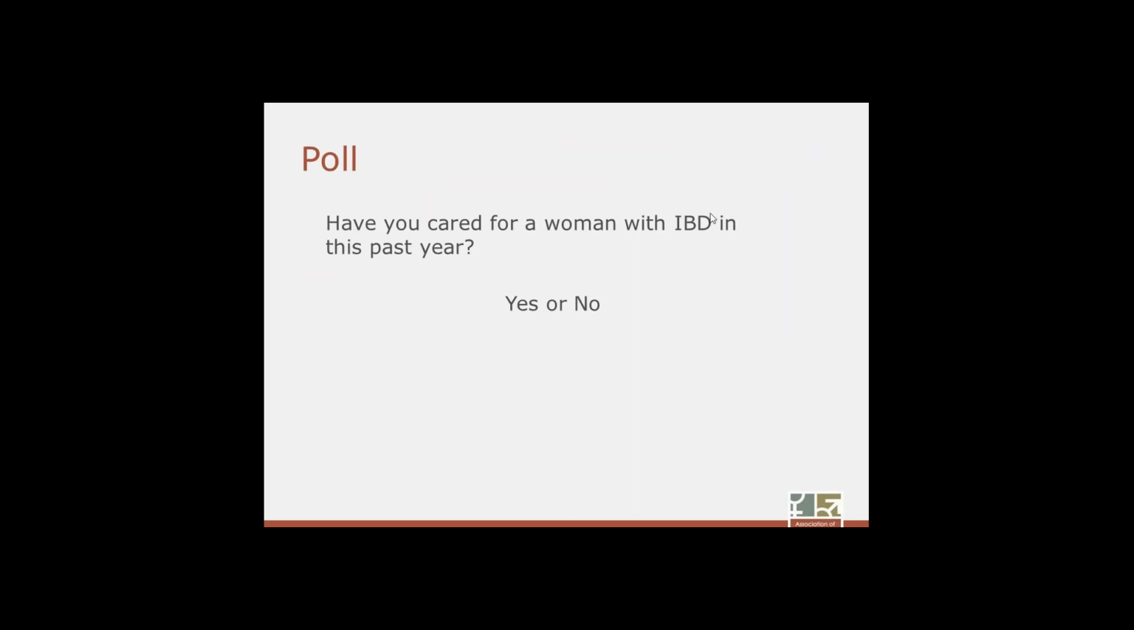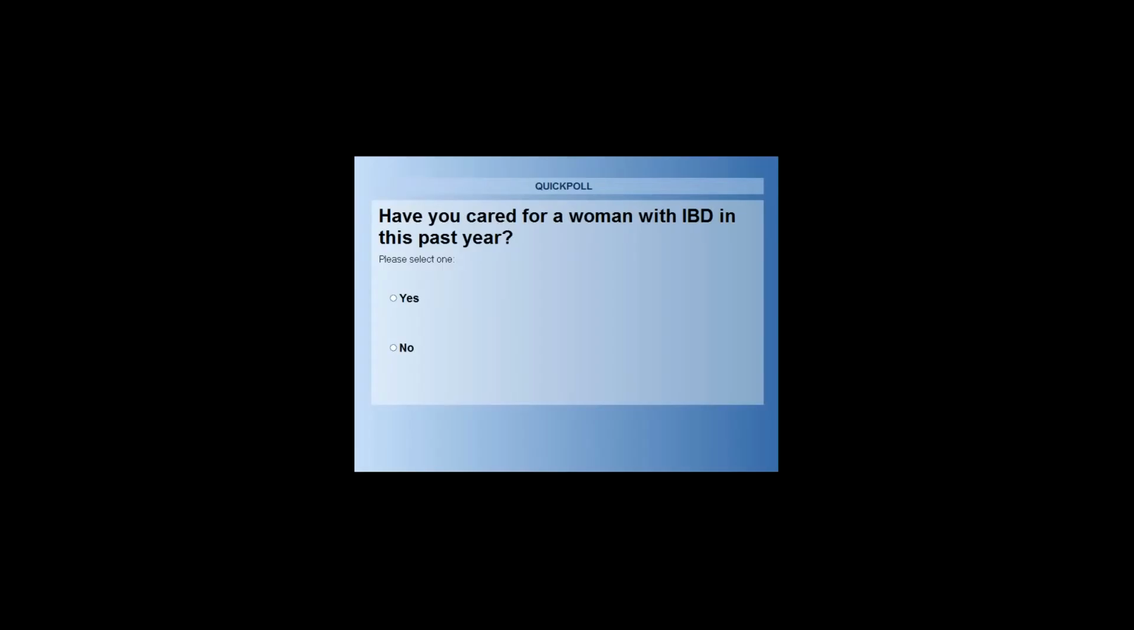We're moving into a poll first. Have you cared for a woman with IBD in the past year? Please answer yes or no. Okay, so it's 58% have not and 42% yes.